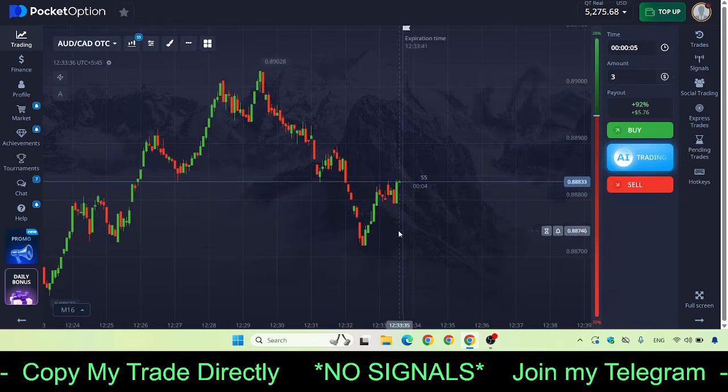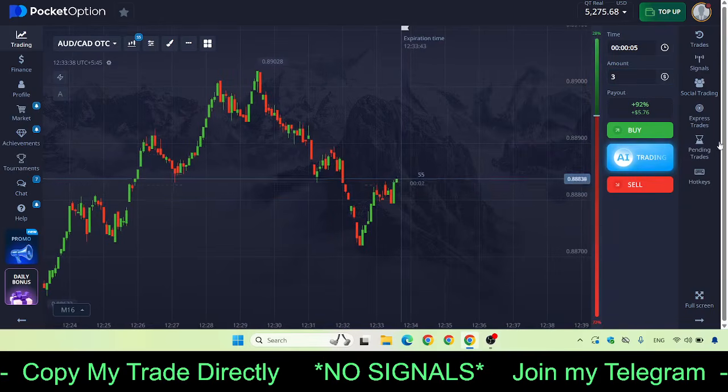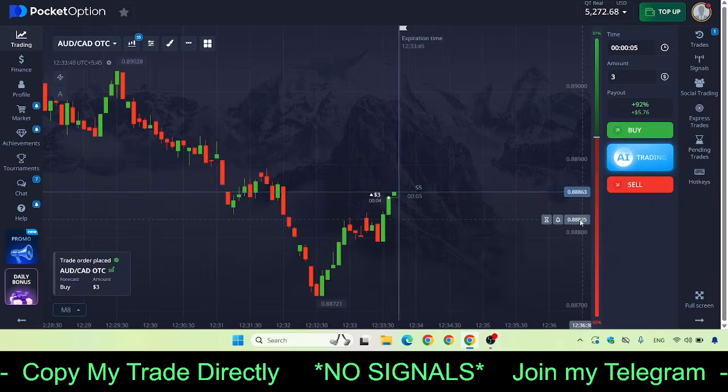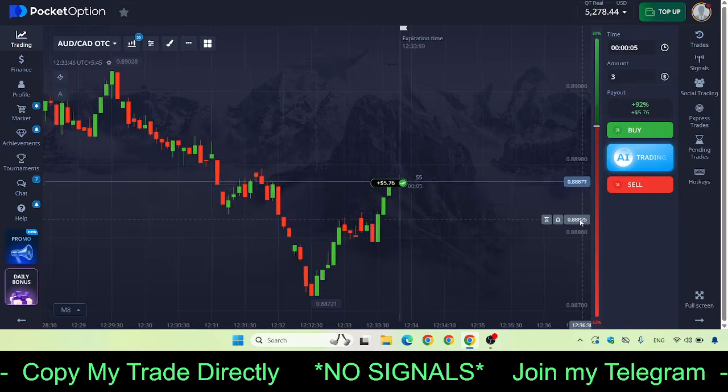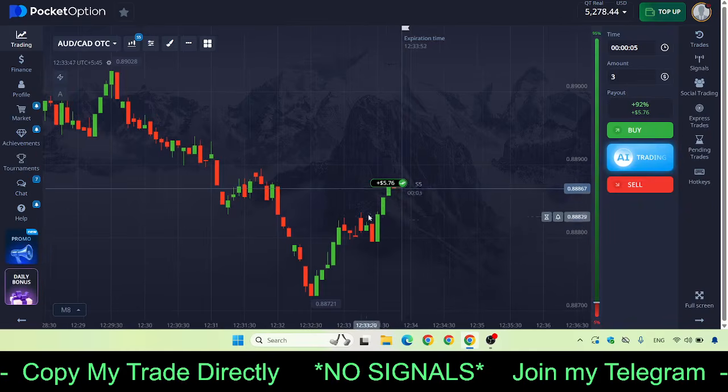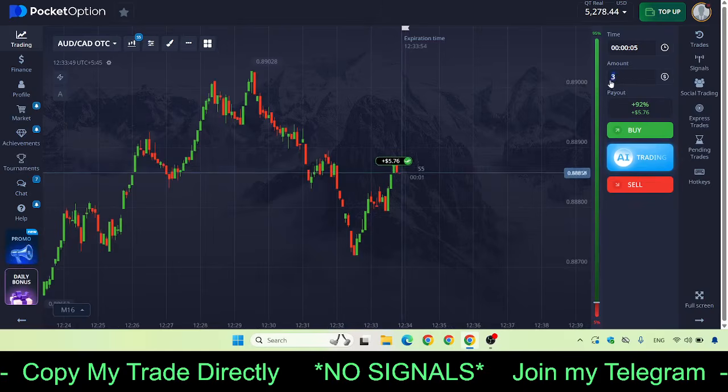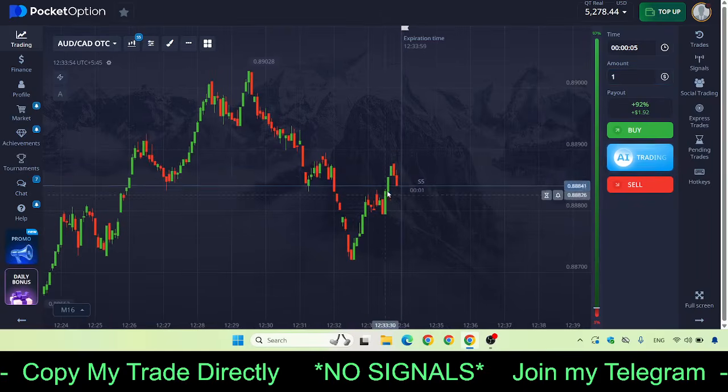So as you can see here, the market is trying to go up, right? So we'll wait for the timer to hit 1 second, and we'll make the trade in the same direction where the market is trying to go. And we made profit, and our previous loss was also covered. Now again you return to $1. Okay, this is the simple Martingale strategy that you can start to use.